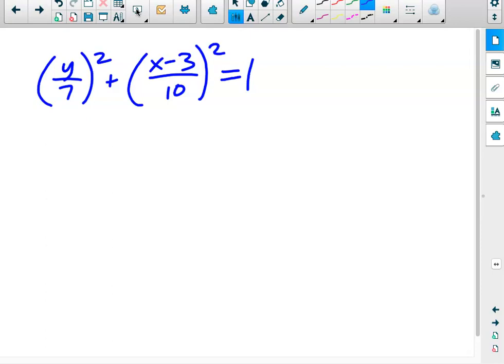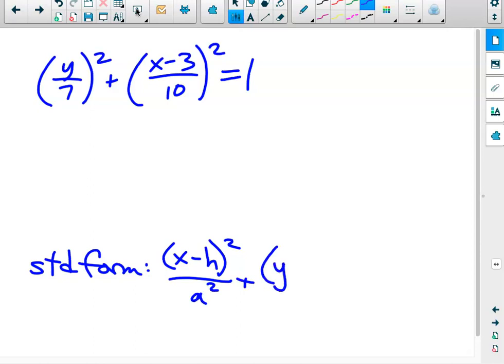When I taught you standard form yesterday, standard form for an ellipse looks like this: x minus h squared over a squared plus y minus k squared over b squared equals 1. So horizontal shift for your center, vertical shift for your center, and then the square root of this number is how far you go left and right, and the square root of this number is how far you go up and down. This one was different. It's very similar, but they put the square root on the whole term.